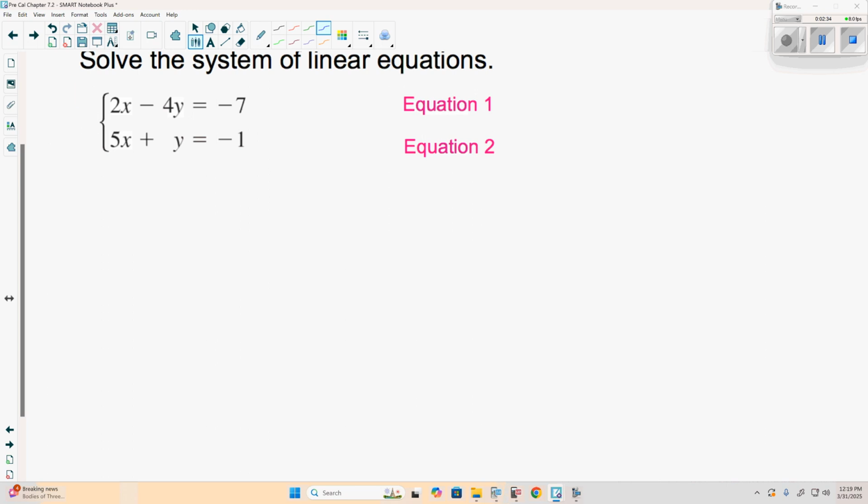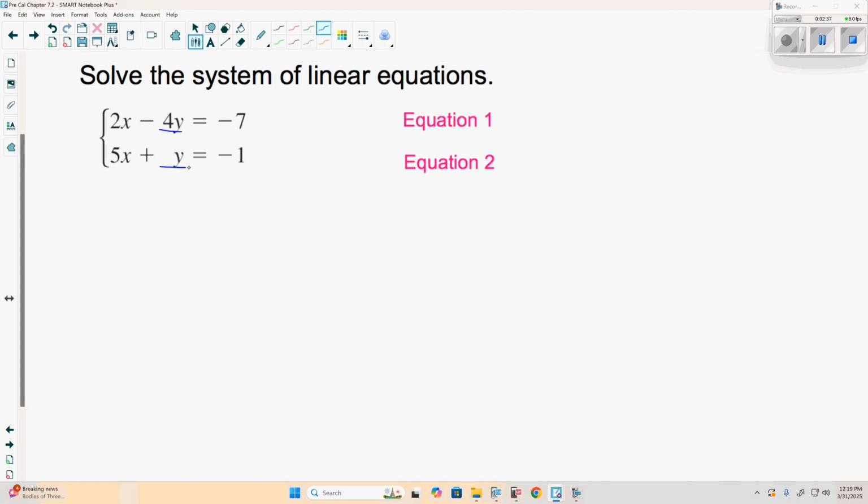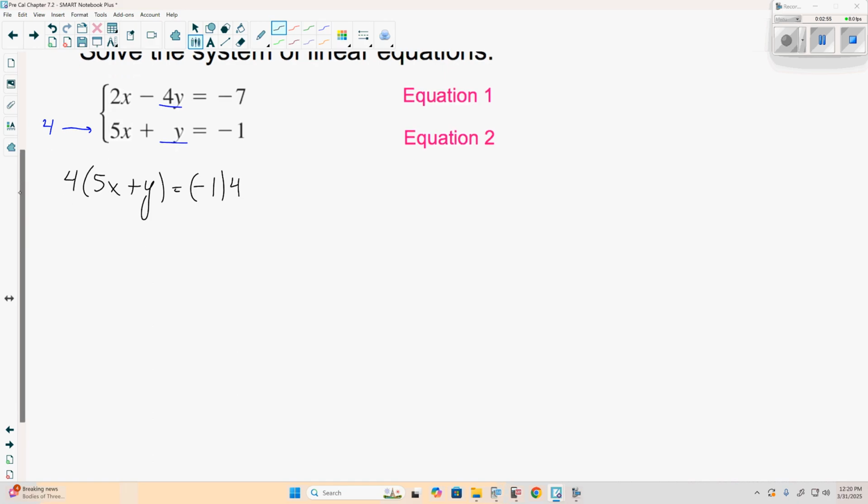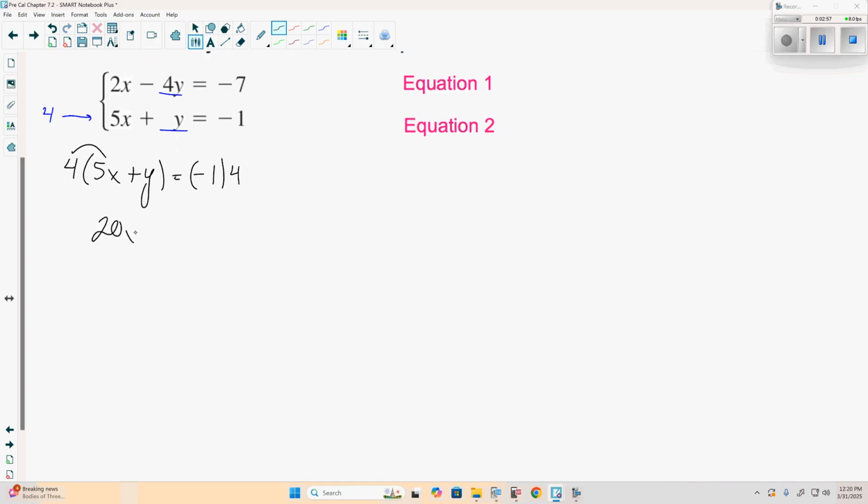Now if we look at the second one, the top one is 4y, the bottom one is 1y. So if I want to get them to be the same, they both have to be 4, yes? Which means I just have to multiply the bottom equation by 4 on both sides. And when we do this here, 4 times our 5x is going to be 20x. 4 times our y is going to be 4y. And 4 times negative 1 is negative 4. Now our y values are the same.